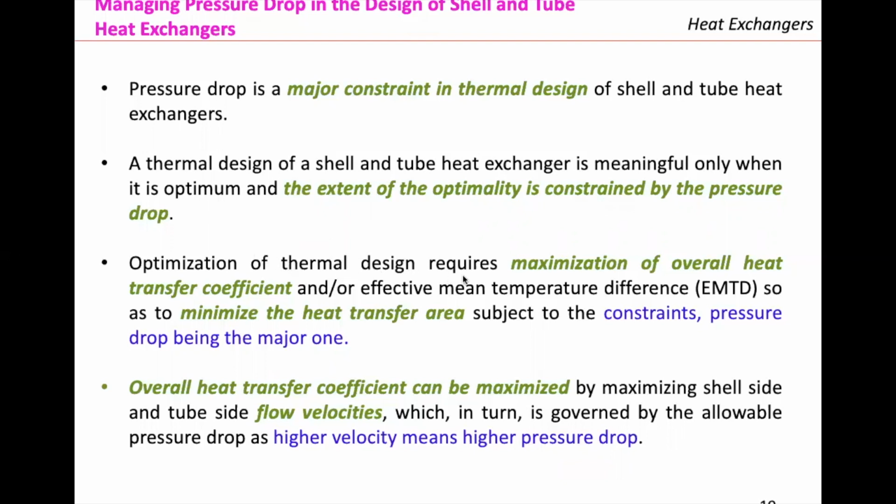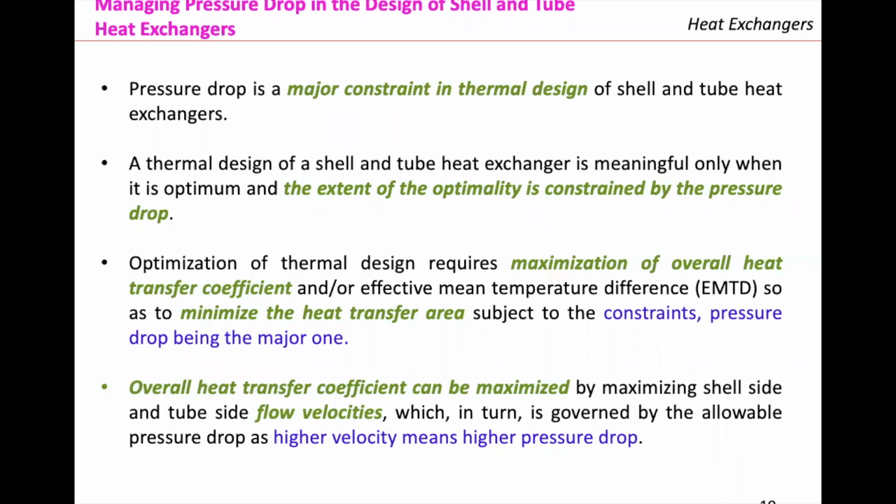Optimization of thermal design requires maximization of the overall heat transfer coefficient. Remember the one that we checked long ago, the U, the overall heat transfer coefficient, where we put all together all the resistances, the convective and conductive resistances. So your optimum thermal design depends on the maximization of this overall heat transfer coefficient or effective mean temperature difference, the logarithm temperature difference that we studied when we studied tube banks.